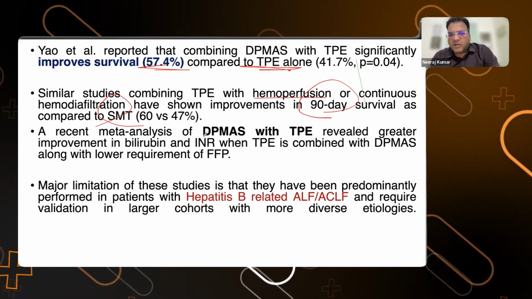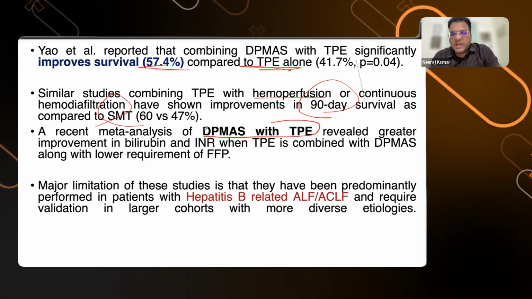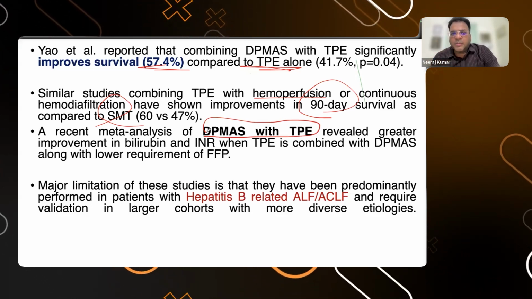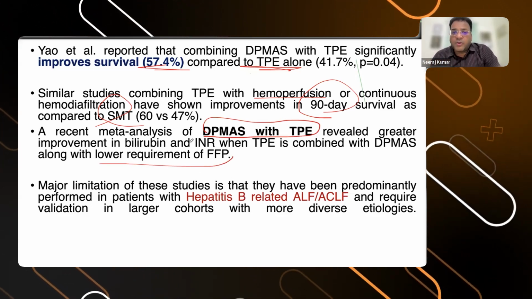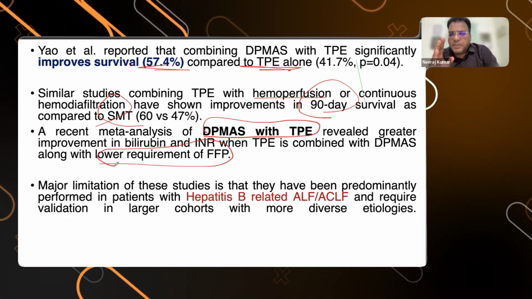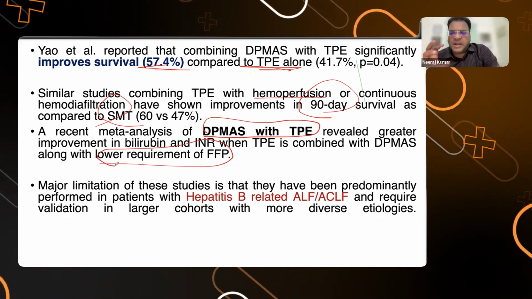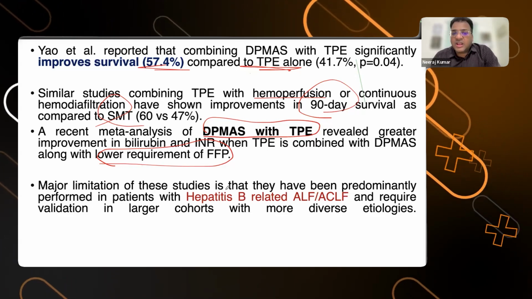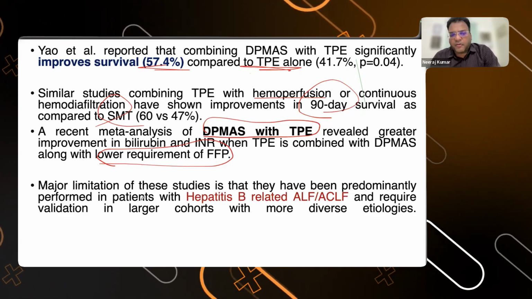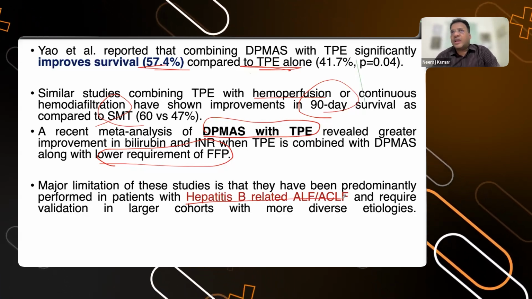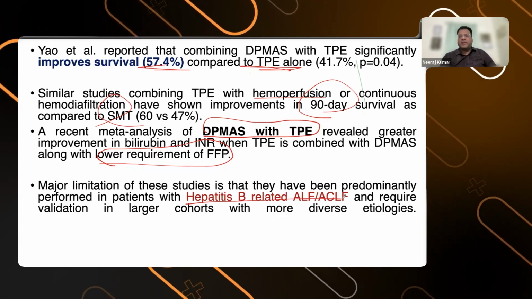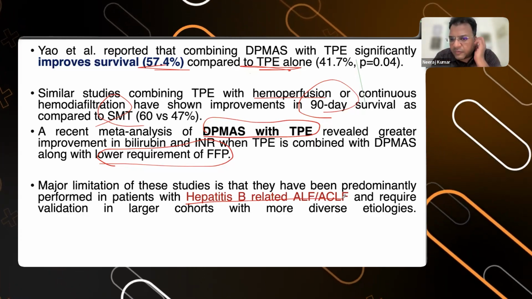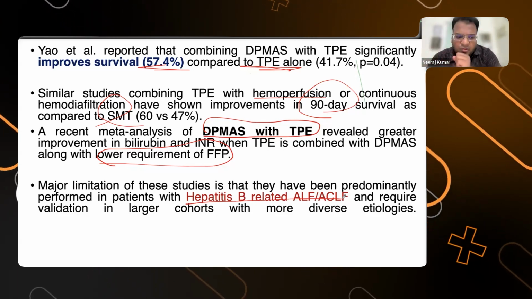And a recent meta-analysis has also shown that DP mass with TP revealed a greater improvement in bilirubin values and INR when it is combined with DPMS, and also a lower requirement of FFP. So there are three advantages of DP mass with TP when they are combined: improvement in the bilirubin and INR, and lower requirement of FFP. But the limitation is that they have been predominantly performed in patients with hepatitis B related acute liver failure or acute on chronic liver failure. That's why a larger cohort is still required. But from an exam point of view, you have to remember that DP mass and TP has a role. Okay.